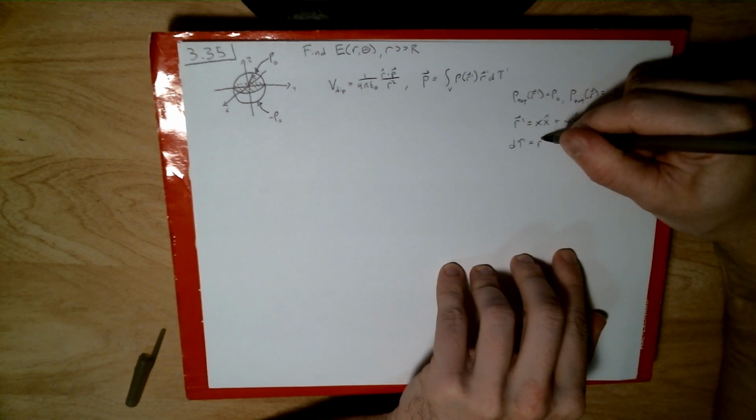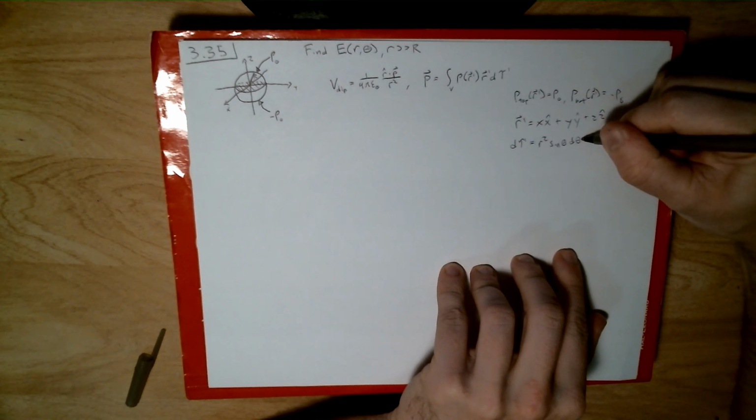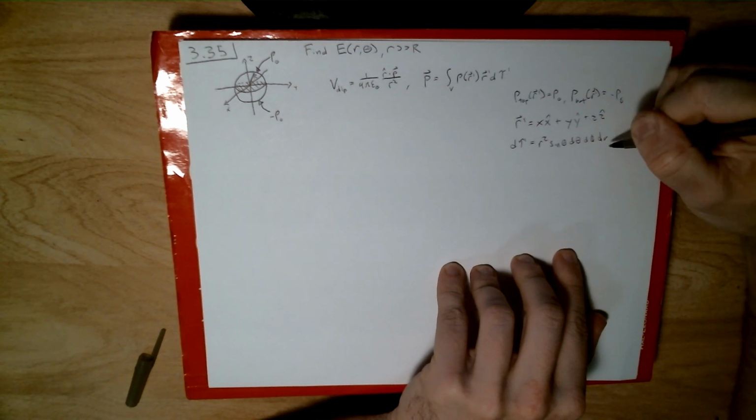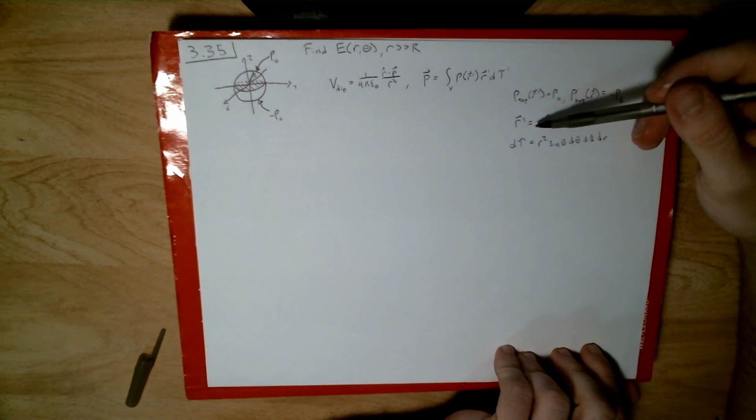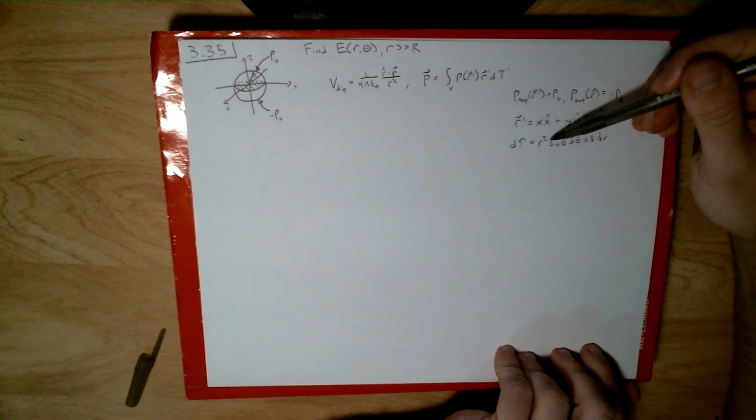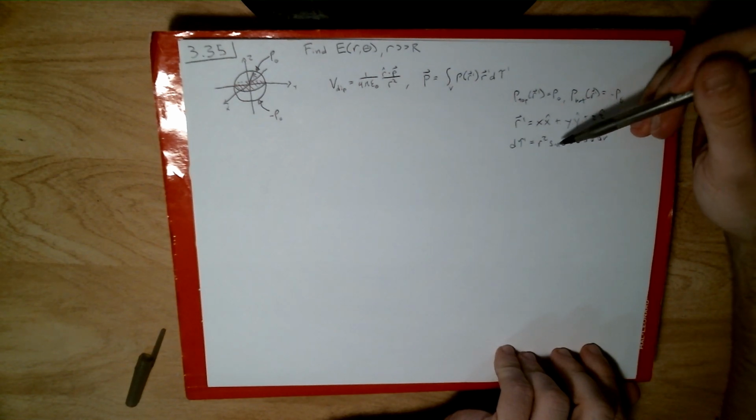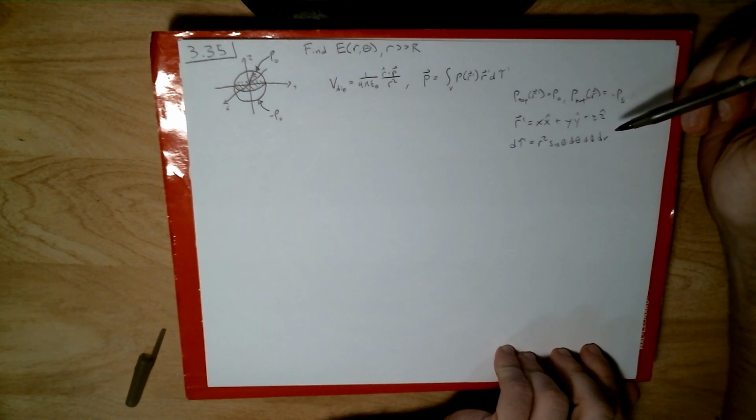and our volume element is given in spherical by r squared sine theta d theta d phi d r. Since this is a source element, d tau prime, these should all be primed, but it won't affect our calculation if we leave that out, and for clarity's sake I'm going to do that.